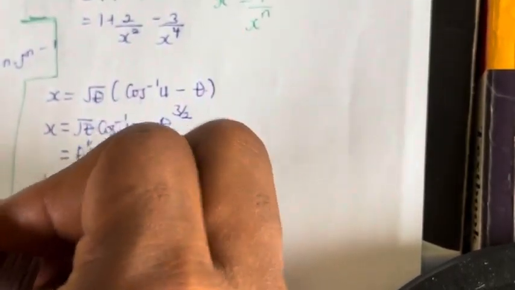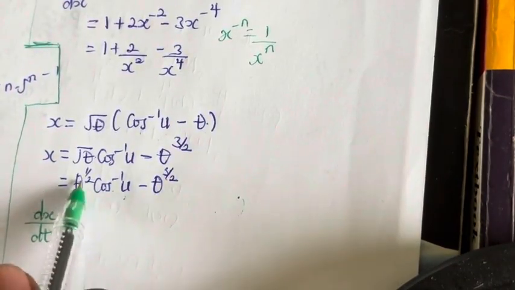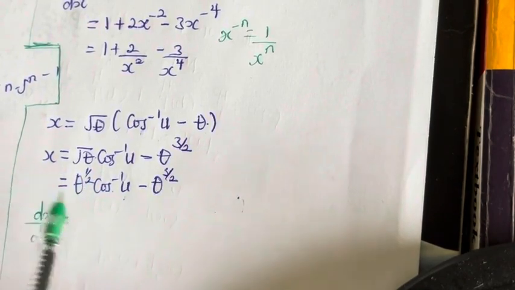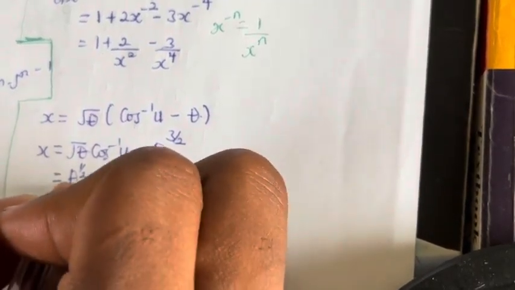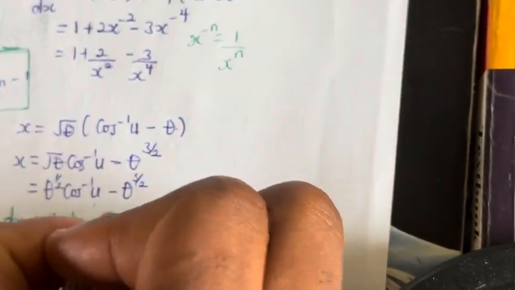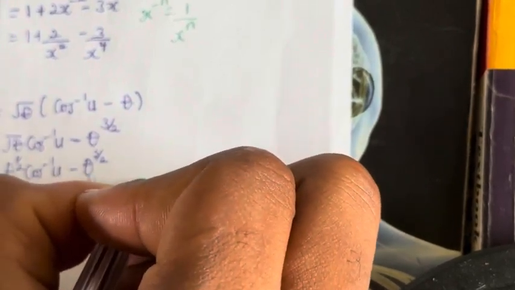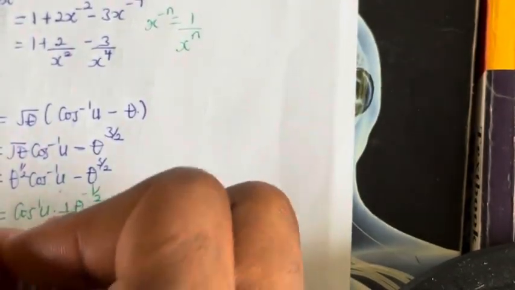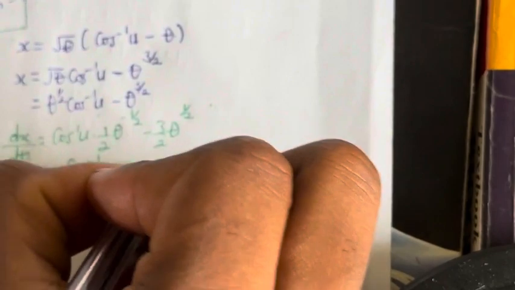The dx by d theta will just be, now don't forget our rule, cos inverse of u here is a constant. But theta to the half here is actually a function that we have to differentiate with respect to theta. So that will just be cos inverse of u times the derivative of theta to the half, which is 1 over 2 theta to the half minus 1, which is minus half, minus the derivative of theta to the 3 over 2, which is 3 over 2 theta to the 3 over 2 minus 1, which is half. Follow me. So this will just be cos inverse of u over 2 root theta minus 3 over 2 root theta. Theta to the half is root theta. I hope you got that.